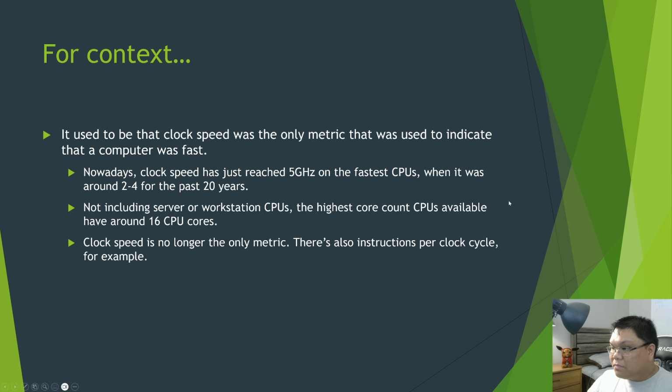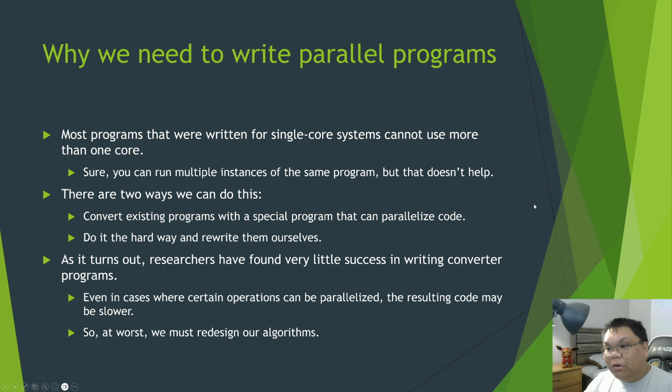So why do we need to write parallel programs? Up until we had parallel programs, all of our computers were single core systems. Therefore, our programs could only ever use one core. And sure, you can run multiple instances of the same program, but that isn't the same thing as having a multi-core system. If you have, say, 2 instances of PowerPoint, that doesn't really help apart from being able to work on 2 PowerPoint slides at the same time.